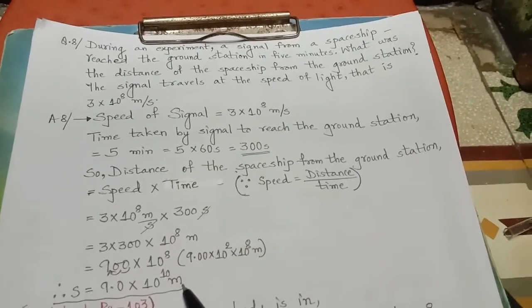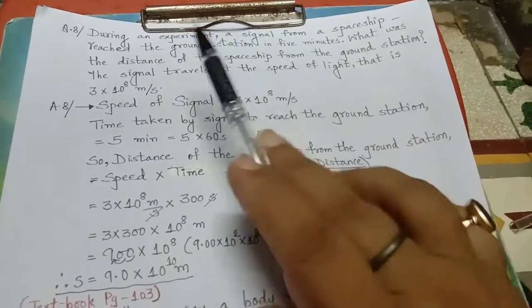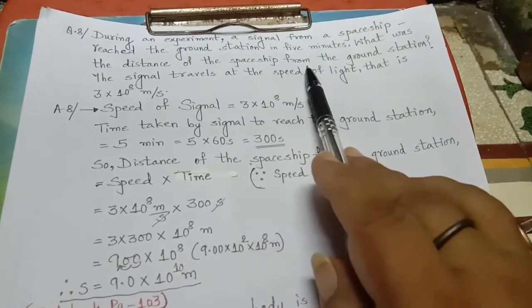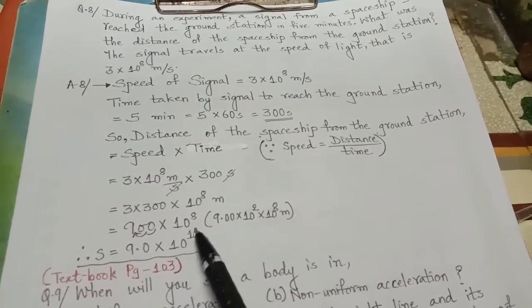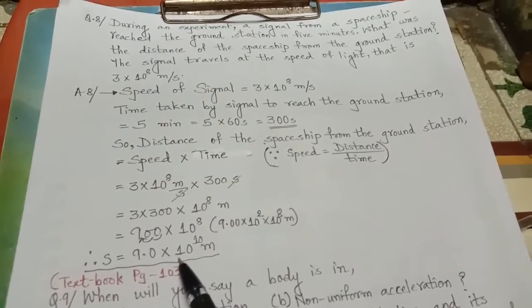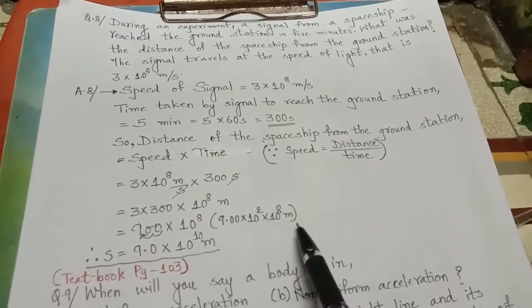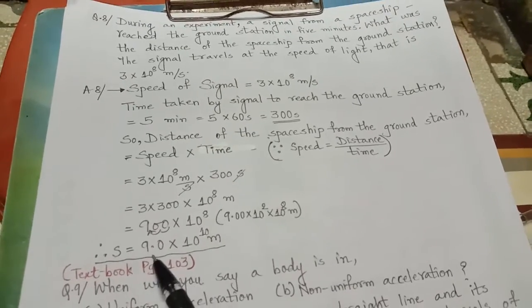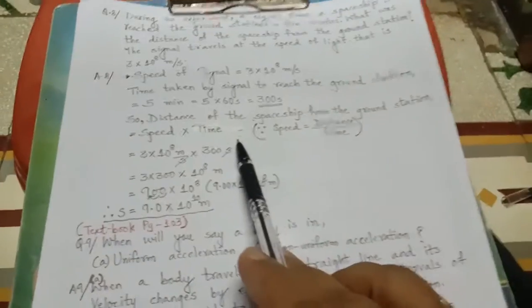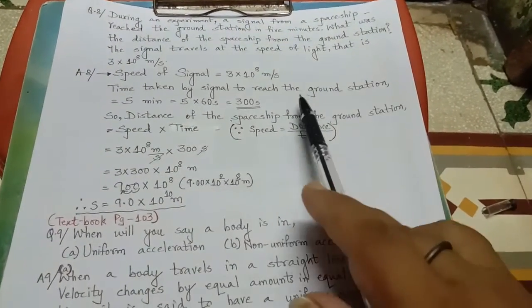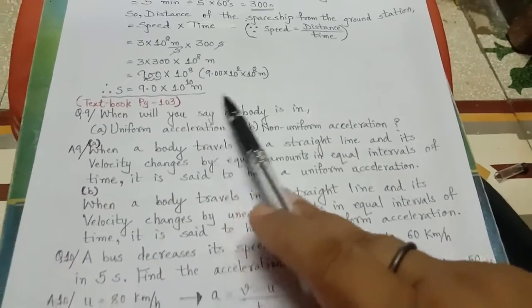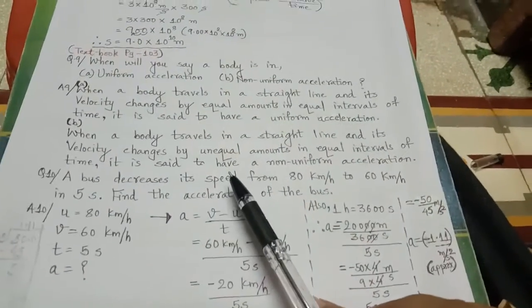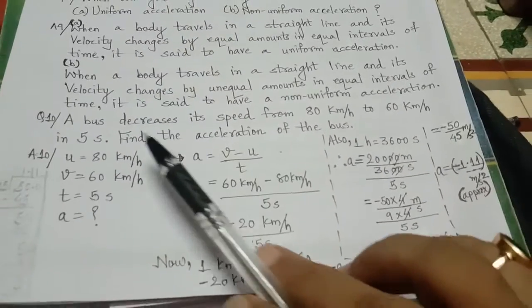Right? So as per the experiment, a signal from a spaceship reached the ground station in 5 minutes and the distance covered by the spaceship is 9 into 10 raised to 10 meter. It means after this 10 there are still 9 zeros. This much far it has reached. So this is a numerical which is given in the in-text question on page number 102 of your textbook. One more numerical is there on page number 103. Right? Rest of the questions are theory based, which we have already discussed in the theory, but these are the numericals, so I am explaining.